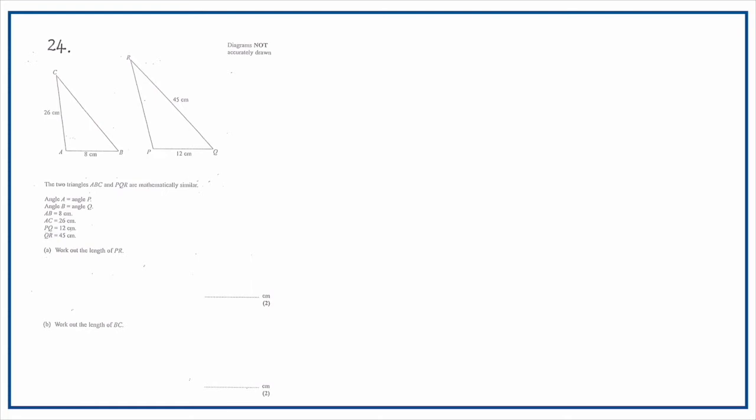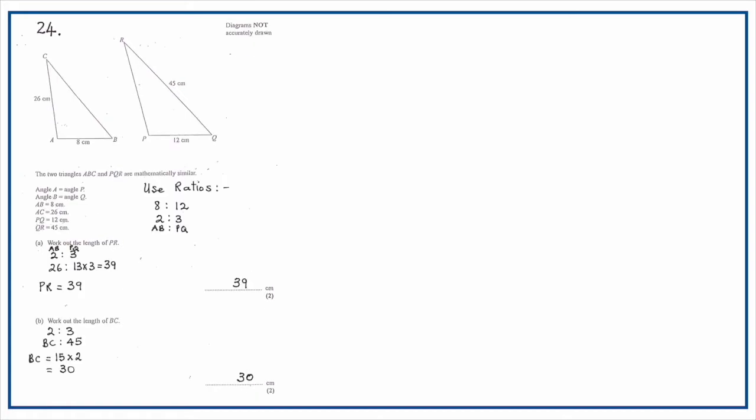If the two triangles being given are mathematically similar, we use the idea of ratios. So 8 is to 12. 4 into 8 is 2, and 4 into 12 is 3. AB is to PQ, so 2 is to 3. 2 into 26 is 13. 13 times 3 is 39. So PR equals 39. So the length PR, the answer, is 39 centimeters. B, work out the length BC.